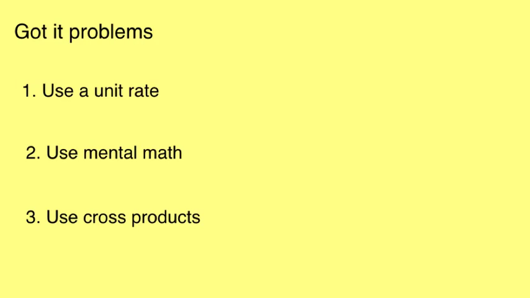And your third got it problem, I want you to use cross products. You'll need to use a calculator. You're going to multiply 16 times 51 and 34 times x. Whatever number you get, you'll divide it by 34 to get your answer.